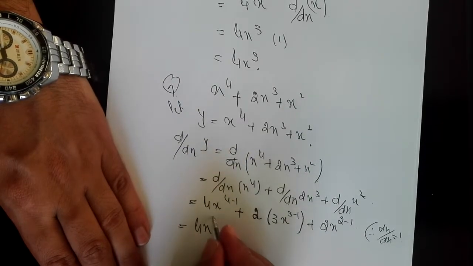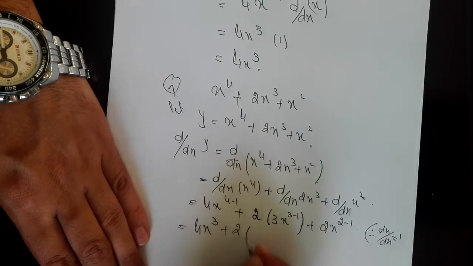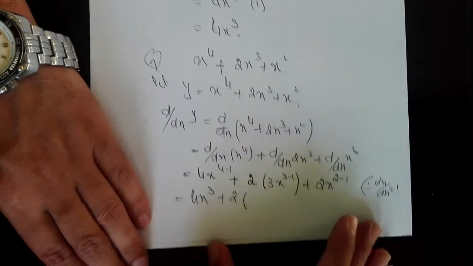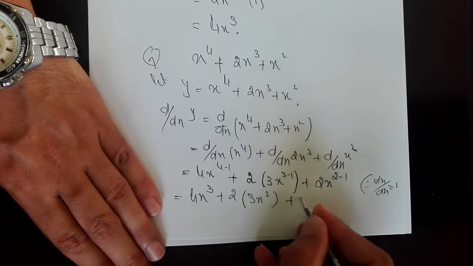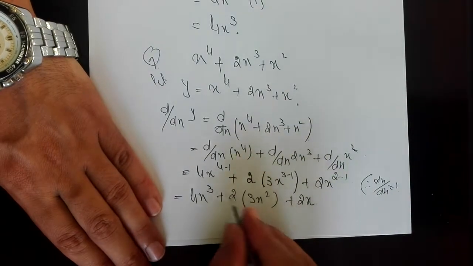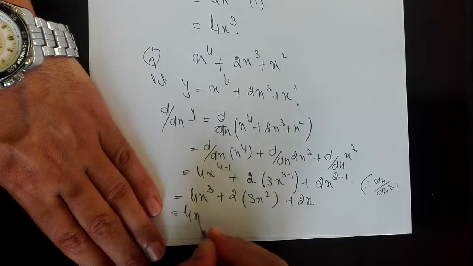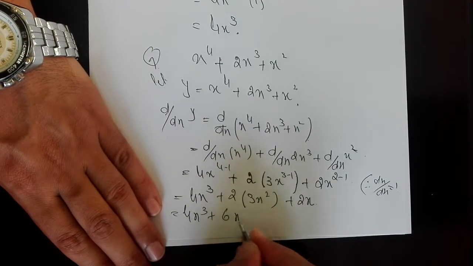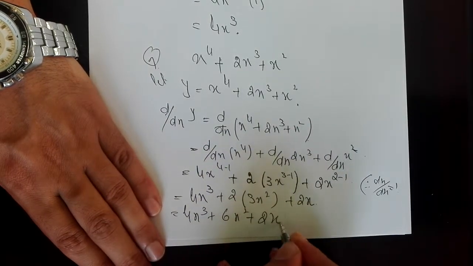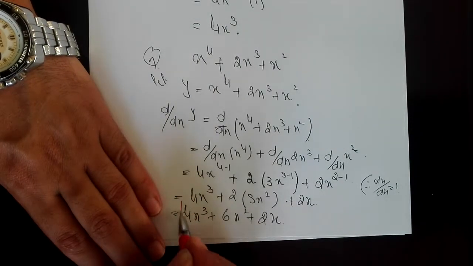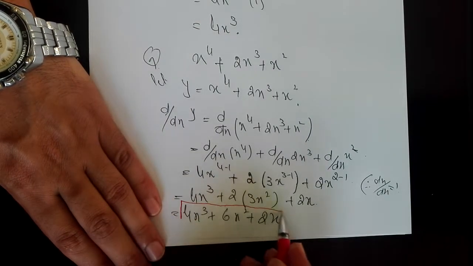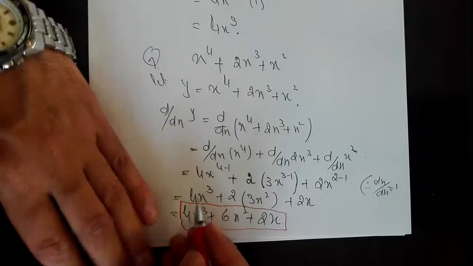4x, 4 minus 1 is 3, plus 2. Now here, 3x squared plus 2x. Now 3 times 2 is 6, just multiply it, so 6x squared plus 2x is the answer. We got that answer of dy over dx is equal to this.